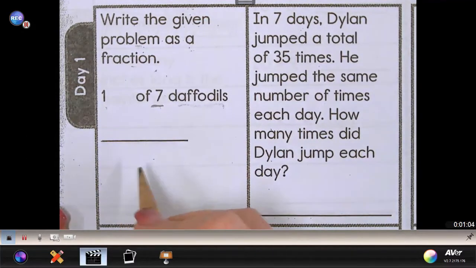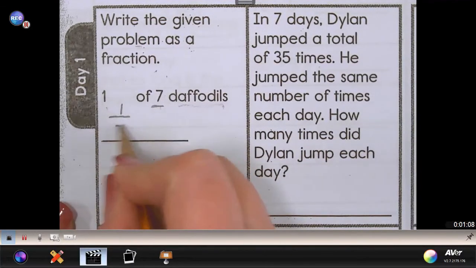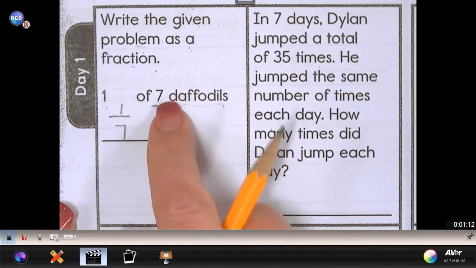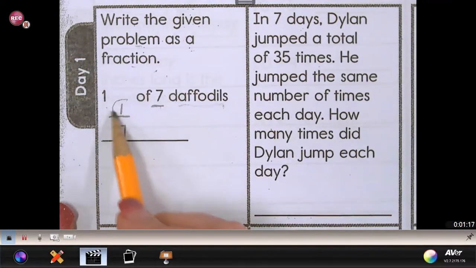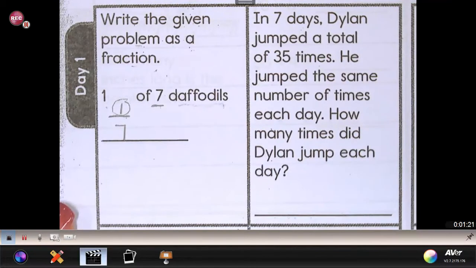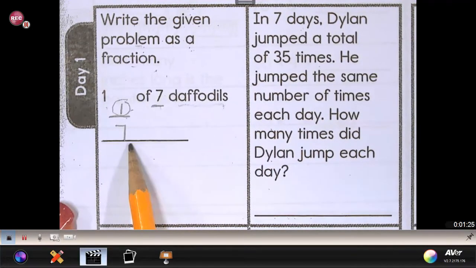So one of seven daffodils shown as a fraction would be 1/7. This is my denominator because I have seven total parts in my whole, and one of those parts is being shown or counted as my numerator. So one part of the seven total parts. So 1/7. All right, now let's take a look at the second problem.